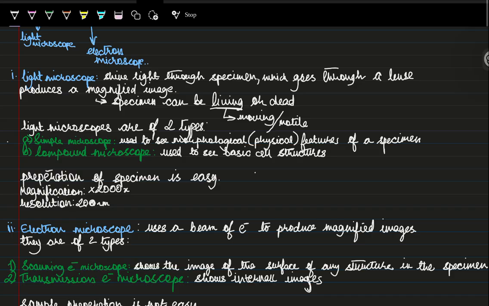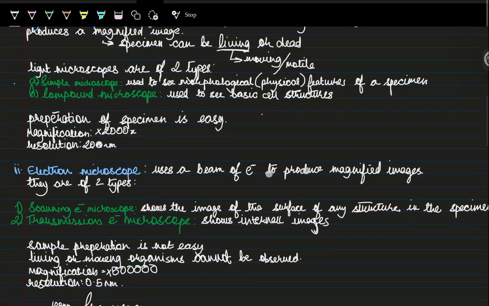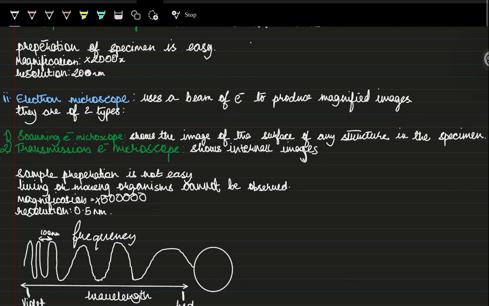Electron microscope uses a beam of electrons to produce a magnified image. There are two types: scanning and transmission. Scanning shows the surface of any structure in the specimen, and the transmission shows internal images. Sample preparation is not easy, it's very intricate. Living and moving organisms cannot be observed. The specimen has to be dead.